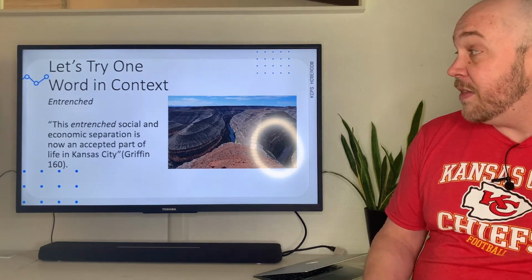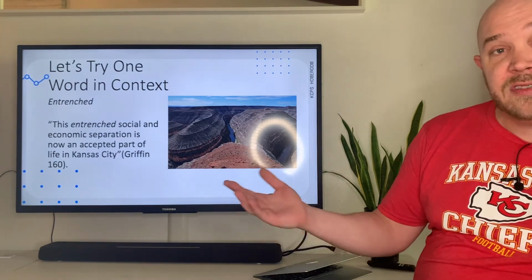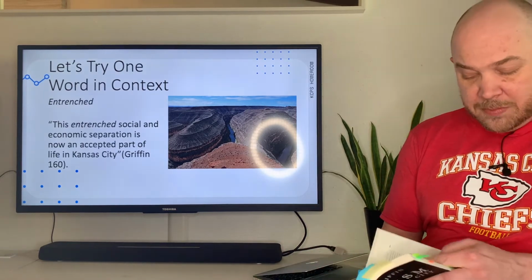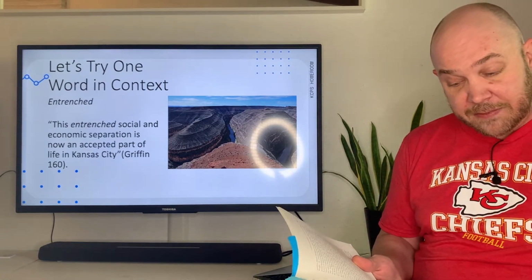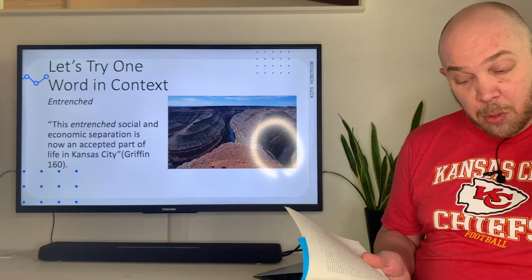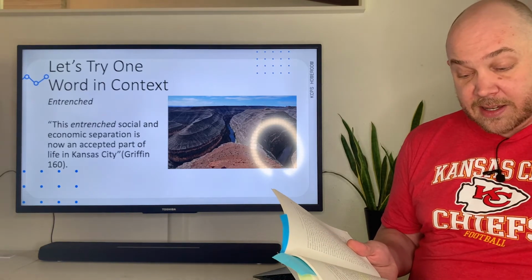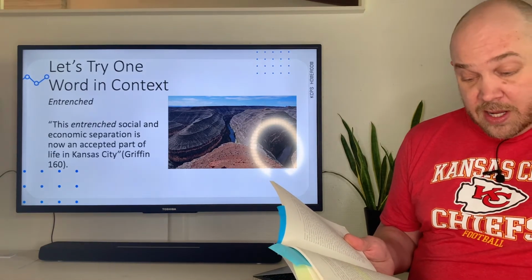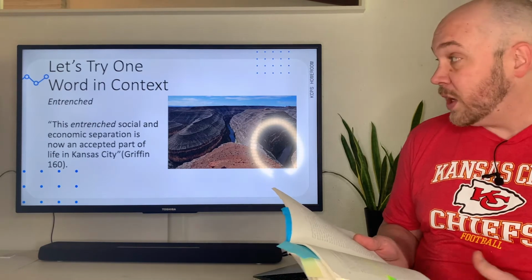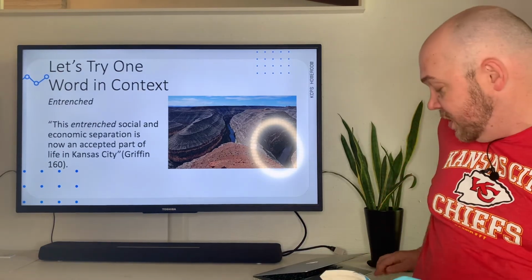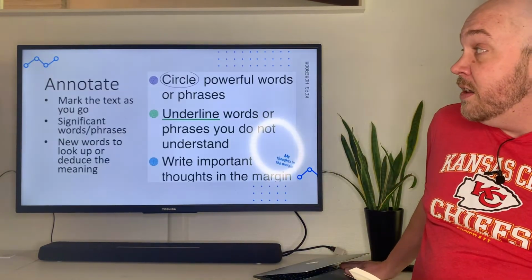And when it's talking about this economic and social separation, there's some other words in this specific paragraph that might help point to other meanings, like segregation or integration. Okay, so we're going to apply the same strategy one more time, and I'm going to read on the next paragraph.